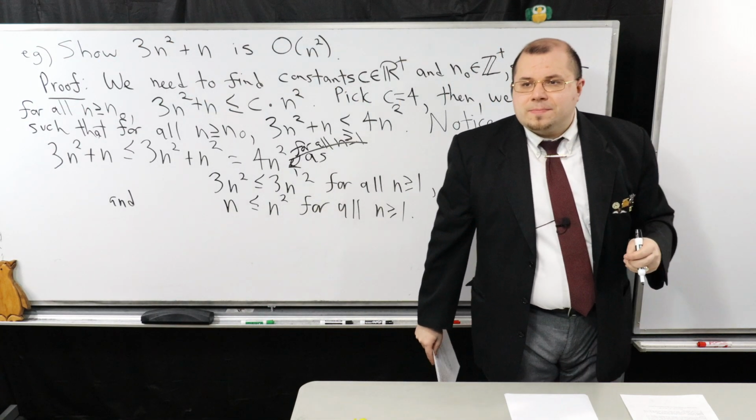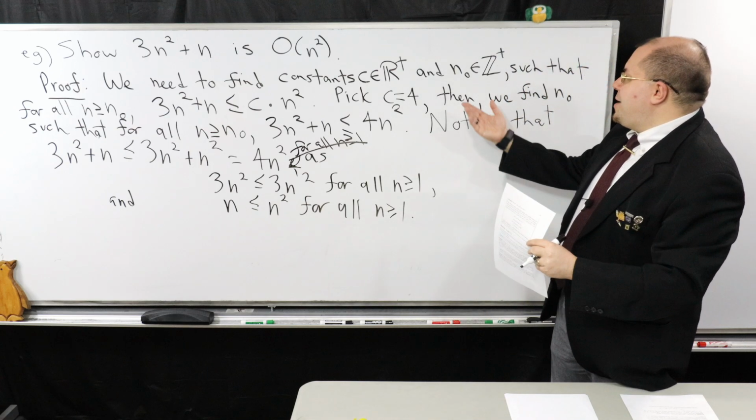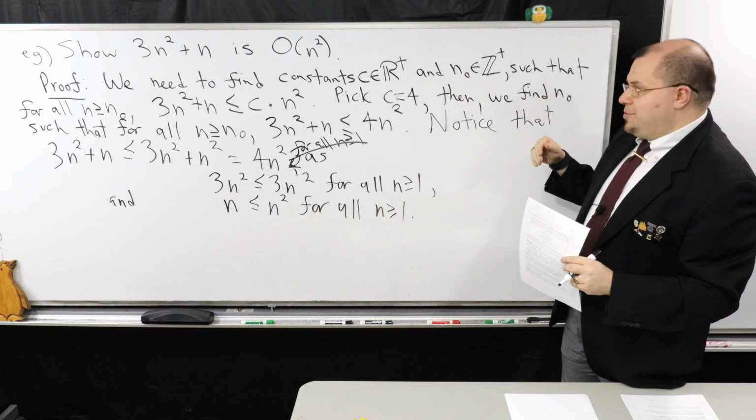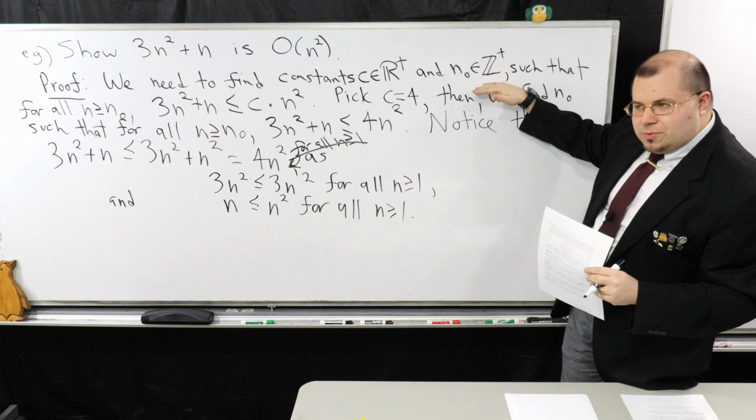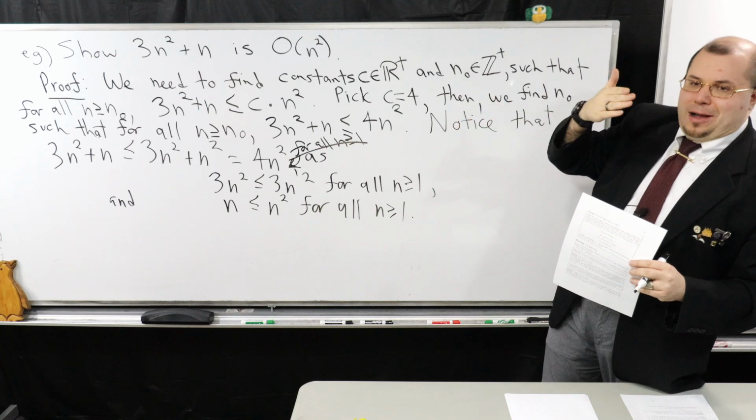Most certainly. Can we pick n0 to be 0? No. Because remember, n0 is defined to be a positive integer. That's a wonderful question, by the way. Make sure, remember, n0 is a positive integer, meaning it has to be 1, 2, 3. It starts at 1 and goes up.